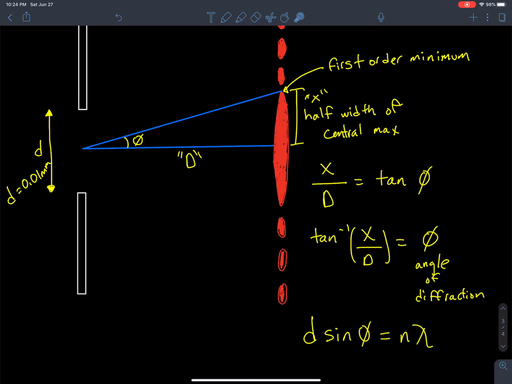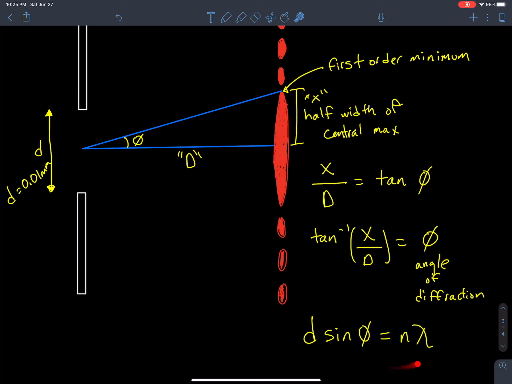So as long as you measure your angle of diffraction, okay, sine of that angle of diffraction times d, the slit width, would give me, for example, the wavelength. I could measure the wavelength of a laser in an experiment using this formula. And n in this case, because that's my first order minimum, is 1.